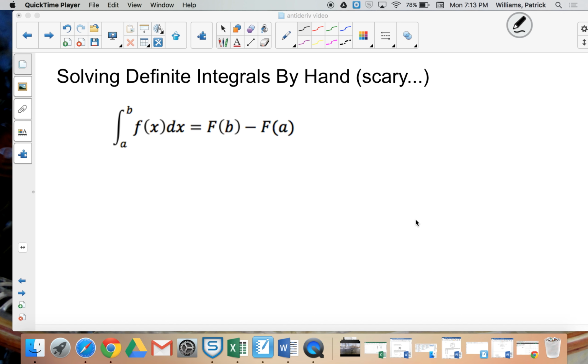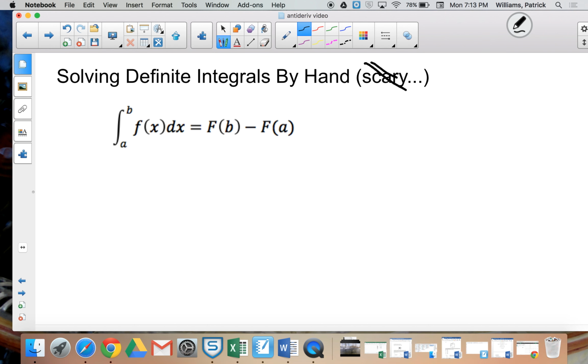Hello everyone. So in the last video we talked about indefinite integrals and the difference between definite integrals and indefinite integrals. And now that we've understood how to solve for antiderivatives of various functions, we can actually solve definite integrals by hand now. And I know I said it's scary up here. Really, it's not that scary, okay? Don't be afraid of doing stuff without a calculator.